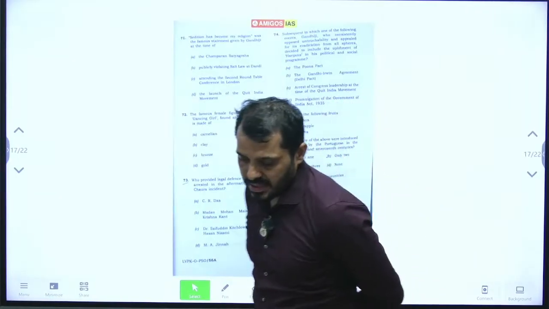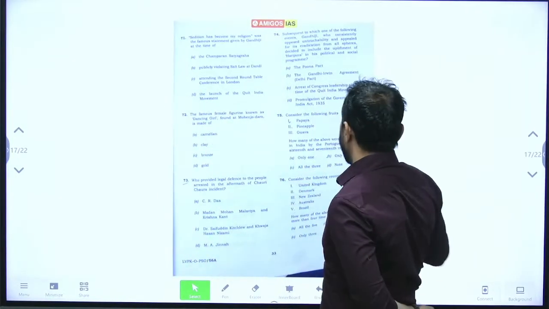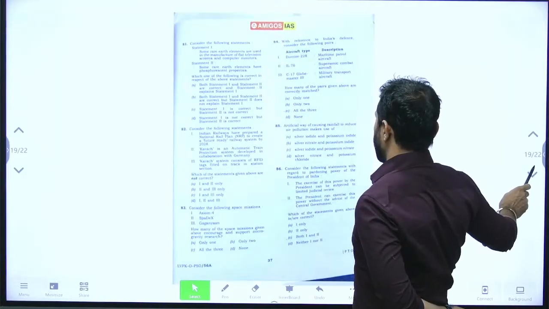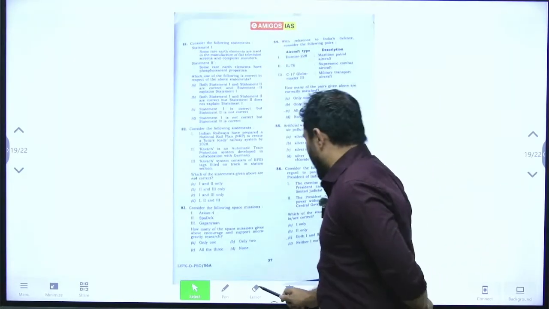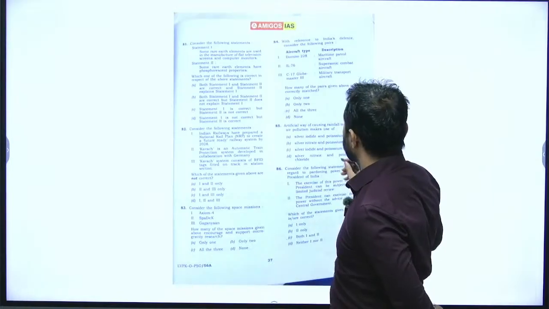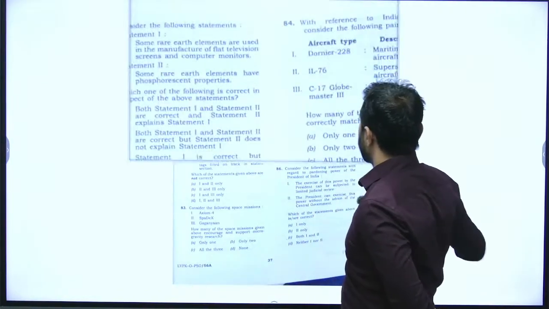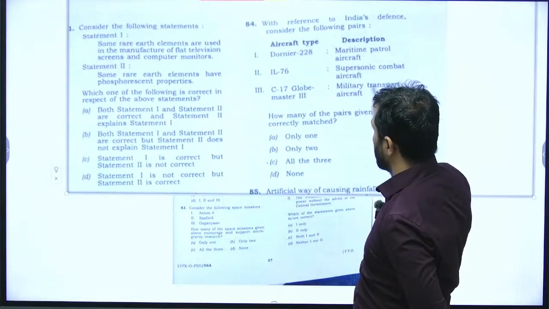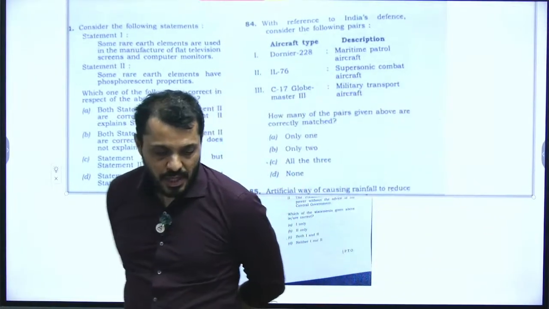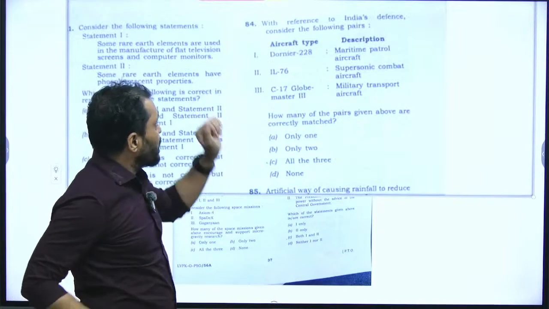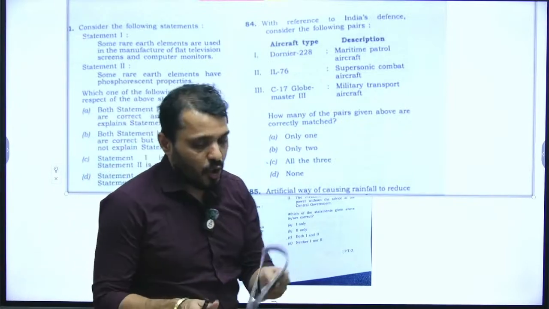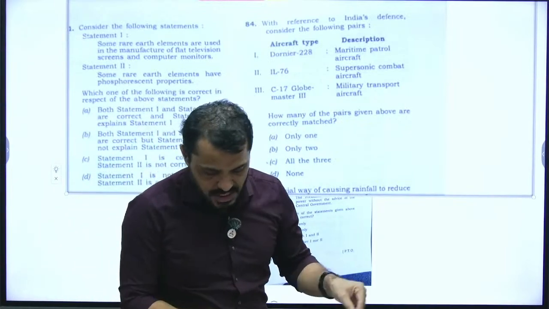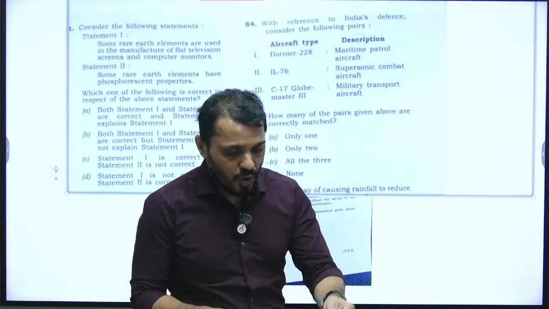Next question, that is about 84. Question number 84. So this question number 84, it is related to current affairs and it is a mixture of both current affairs and defense as well. So this is about, with reference to India's defense, consider the following pairs.